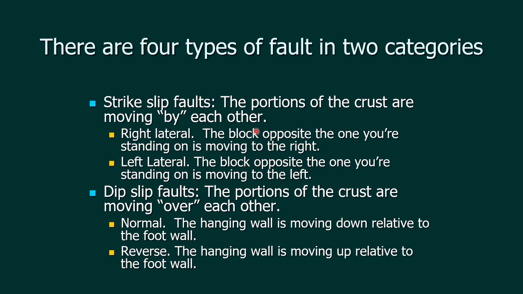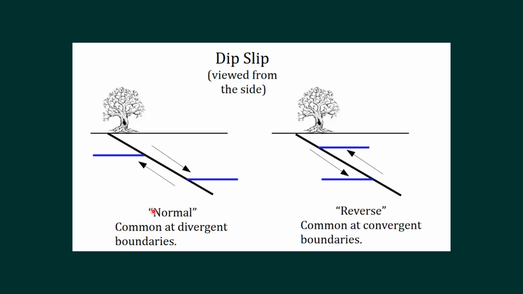Dip slip faults, we need to view these from the side, right? When we were looking at strike slip faults, we were looking at them from above. Now we need to look at them from the side. There's two kinds, normal and reverse. Okay, so let's take a look. So normal, if I look at it from the side, so here's the fault. I've got two blocks. I've got this block and I've got that block, right?